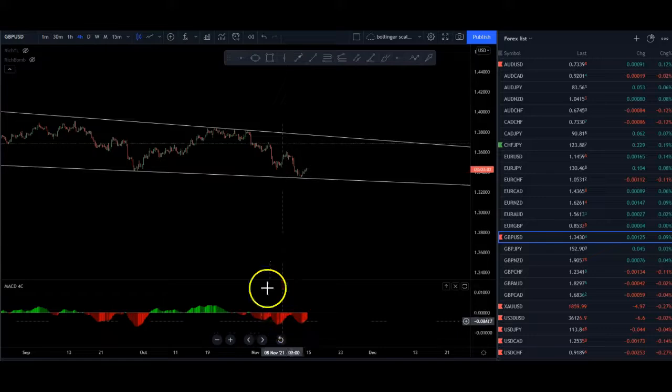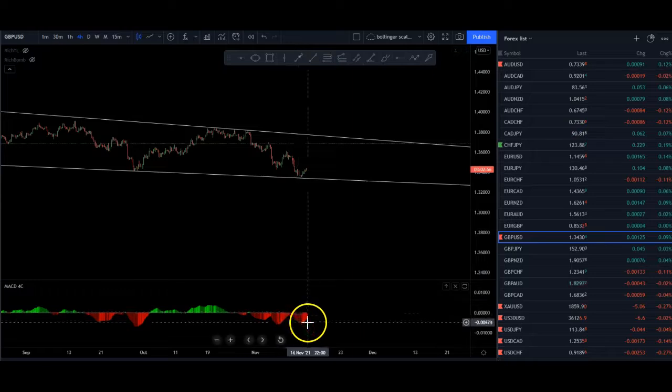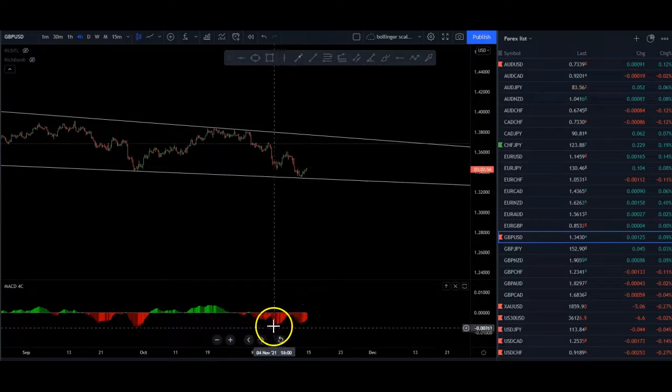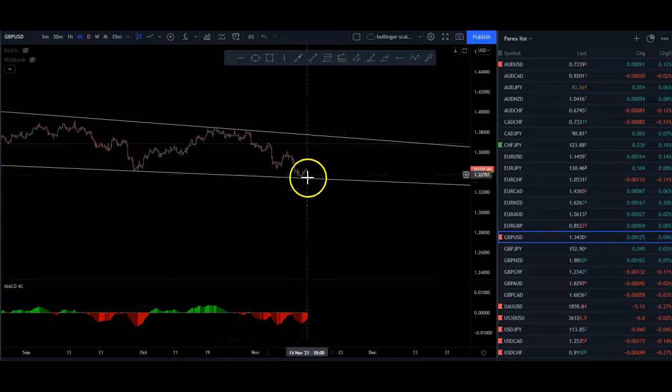That's what we got. We got divergence. Okay, this is a lower low and a lower low, and then we got a lower low in the MACD and a higher low. So that's divergence right there. Go to the 1-hour.